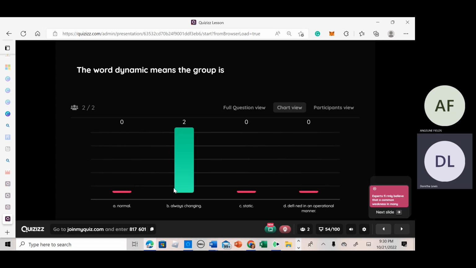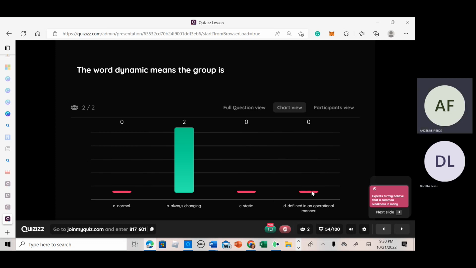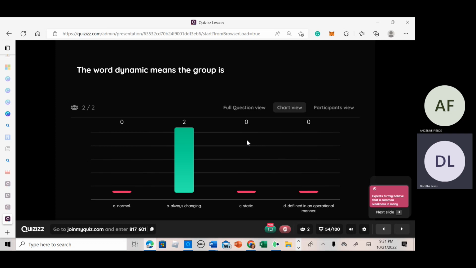But the word dynamic means the group is always changing. I got stuck on that one for a second because we just talked about the operations, and I was wondering if it was really focusing on the operational manner. But no, it has to be about the always changing, because we never know what may come and lead up to what's happening in the group. And it just depends on the group that you have, the people within the group.